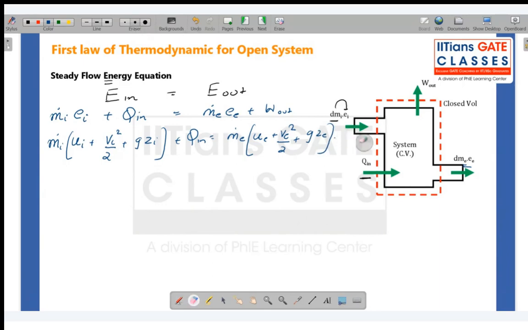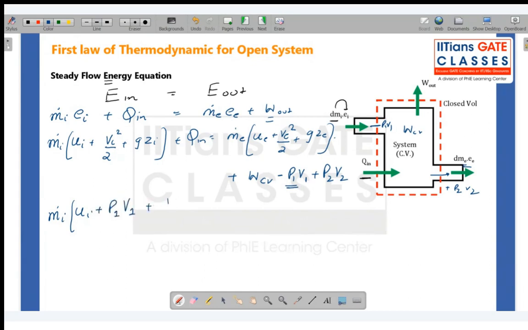Now I know what this work output is. I have already defined it for you. So let me write it here. Plus, what is this work output? Control volume work. So whatever work this volume is doing, what work is coming in and what work is going out. Here work is coming in, minus P1 V1. Here it is going out, plus P2 V2. Okay, now I can write m dot i u i. Let me take this P1 V1 here. So I can write plus P1 capital V1 plus velocity. Now this is volume, and this is velocity. Let me write it like this.